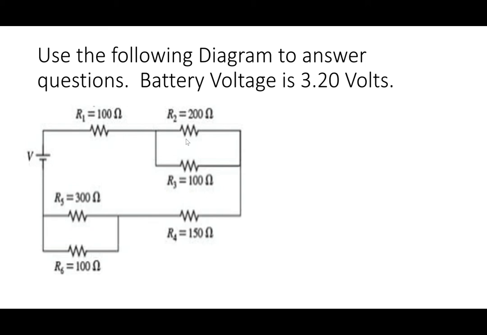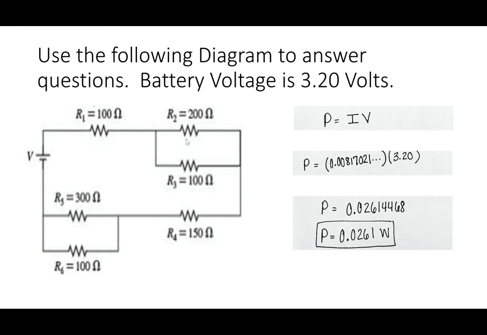And finally, we need to find the power. To find the power, this is a really quick and easy thing to do. We just use our power as IV, plug in the appropriate numbers, and punch in our calculator to get that it's 0.0261 watts.